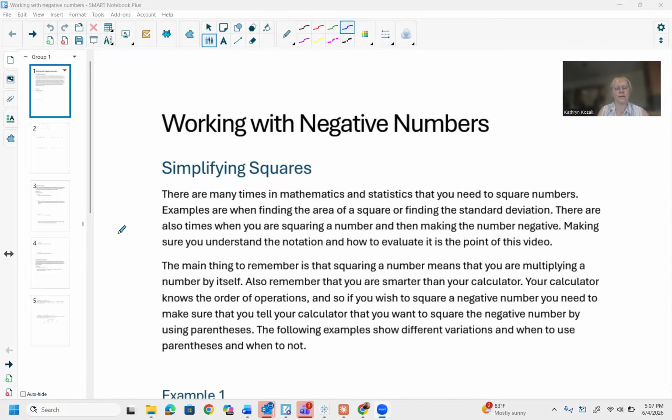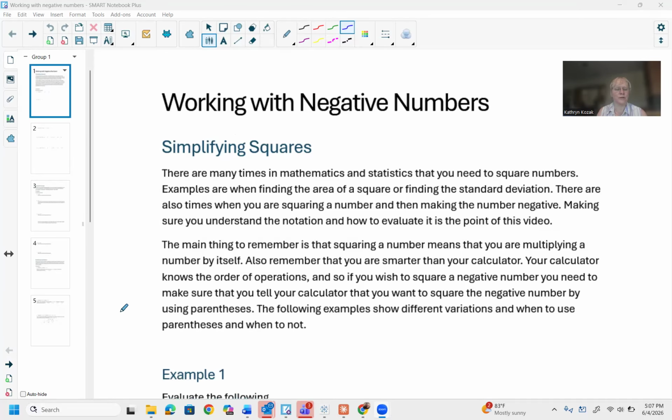One main thing to remember is that squaring a number means that you are multiplying a number by itself. Also remember that you are smarter than your calculator. Your calculator knows the order of operations, so if you wish to square a negative number, you need to make sure that you tell the calculator that you just want to square the negative number by using parentheses. The following examples show different variations and when to use parentheses and when not to.